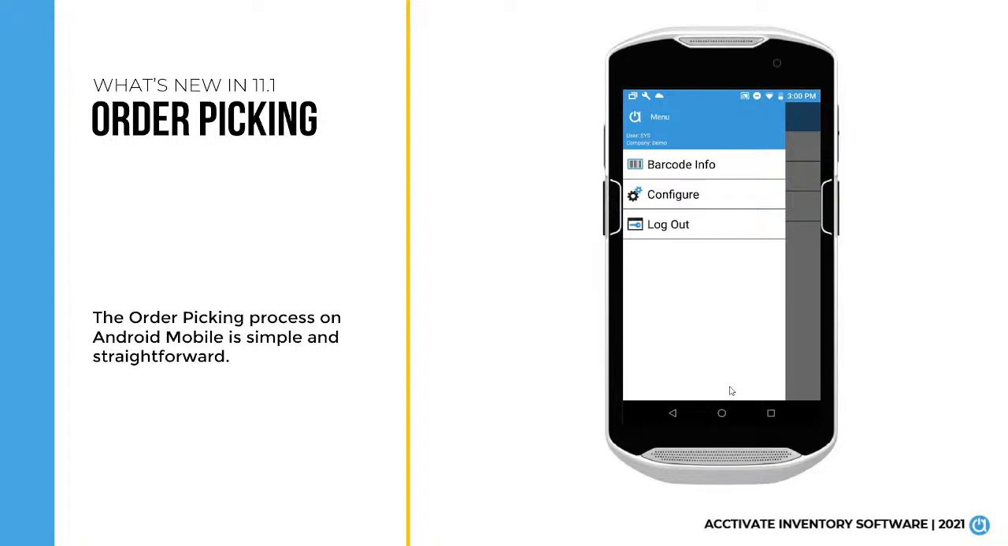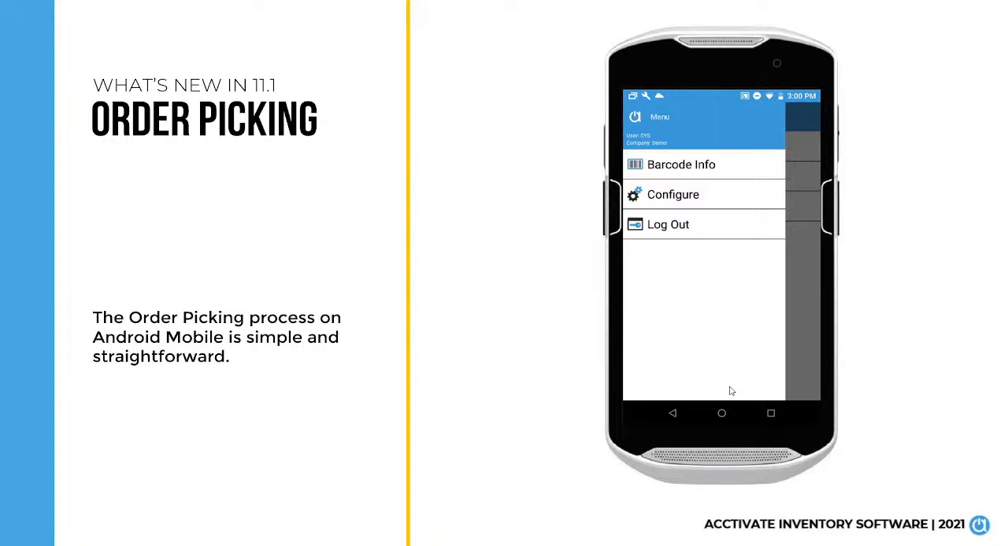So this screenshot illustrates how that menu would slide out over the main menu. In this menu, you can see which user you're logged in as well as the company you're logged into. Acctivate Mobile includes a barcode info tool, which allows you to scan a barcode and see the data that is encoded in the barcode, including any application identifiers that may be present. There are some less common configuration options that are available in the configuration menu here. And then lastly, whenever you're ready to log out of the app, you can come into this menu and choose Log Out.